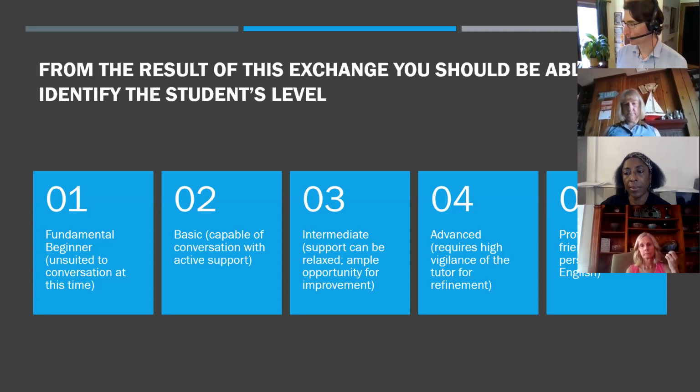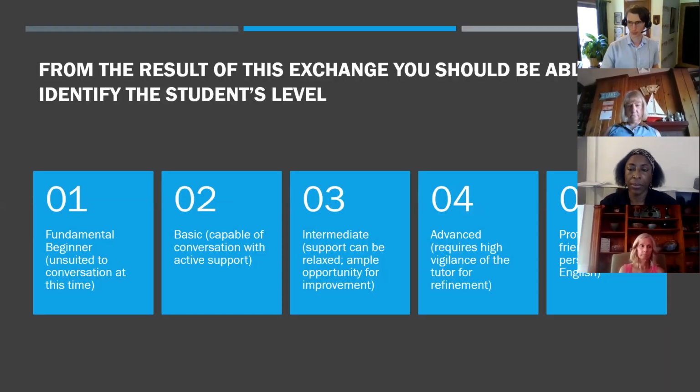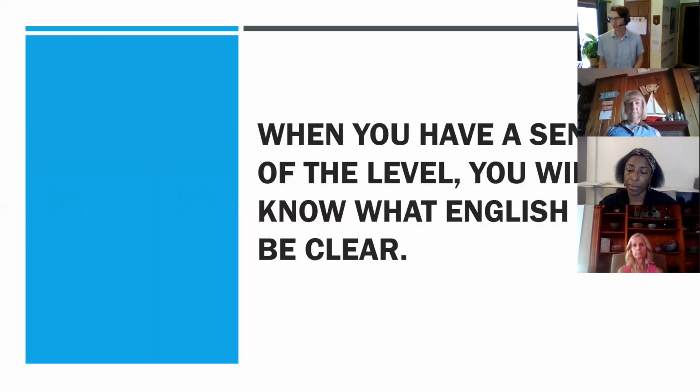Finally, proficient students. This means there's basically nothing to correct or do. You might ask yourself, well, why are they here? The reason is they are interested in people and they just want to talk with you. So that's why I have True Friend. It's not about learning English anymore. It's just about meeting you and talking. So when you have a sense of the level, whether it's one of these 5, fundamental, beginner, basic, intermediate, advanced, or proficient, when you have a sense of the level, you will know what English will be clear.